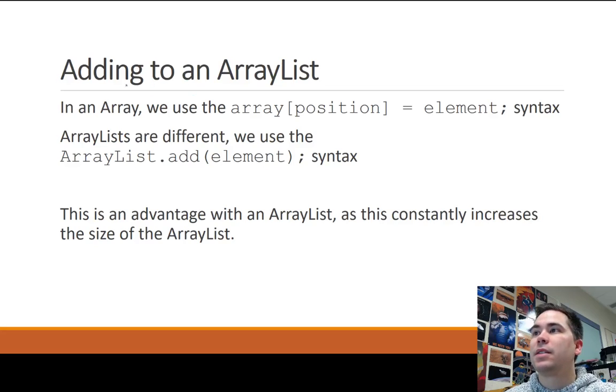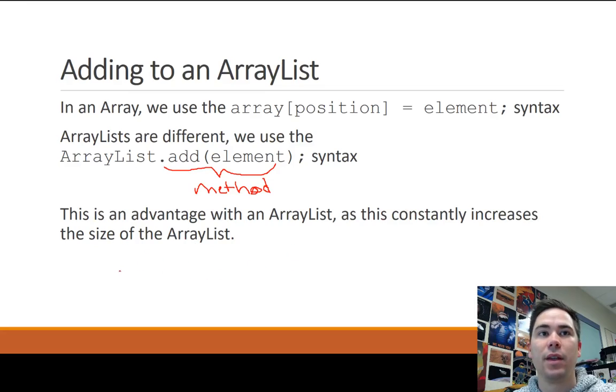So when we're adding to an array, we use the array position equals element syntax. So that's an array. An ArrayList is a little bit different because we can always add, and it'll add at the end of it. So for an ArrayList, we use the ArrayList.add method. So right here is our method. Okay, there's our method, and so this is our syntax: ArrayList.add element.